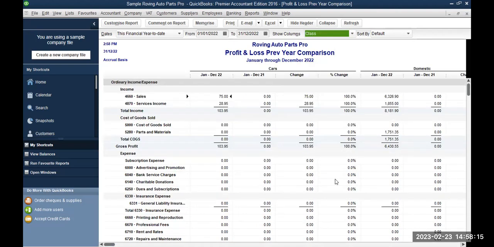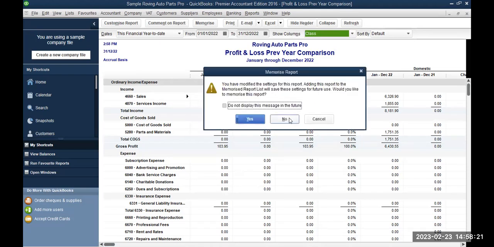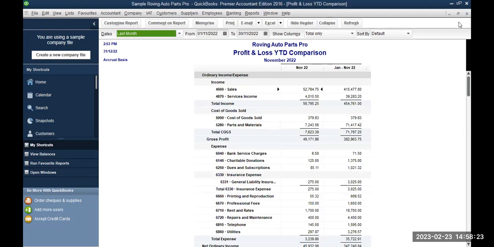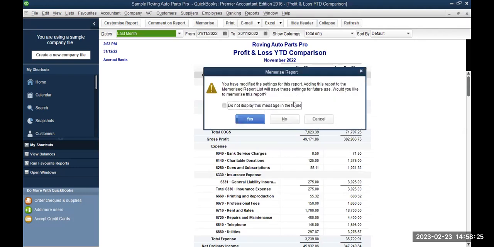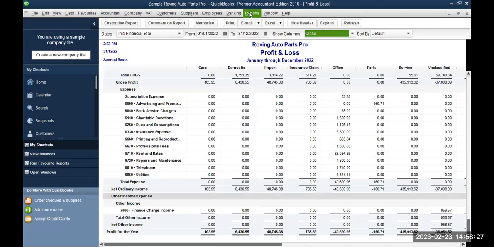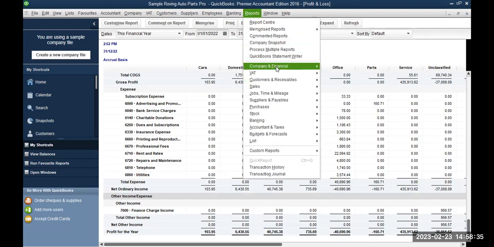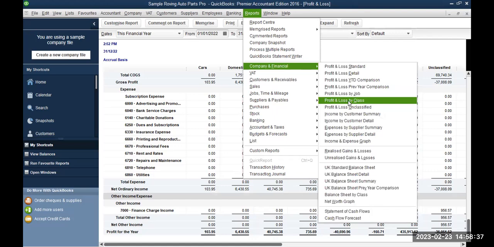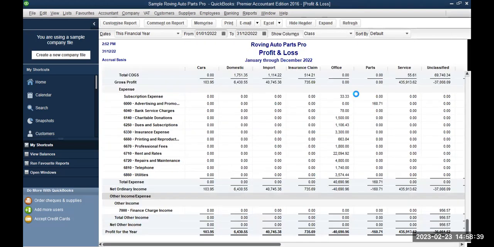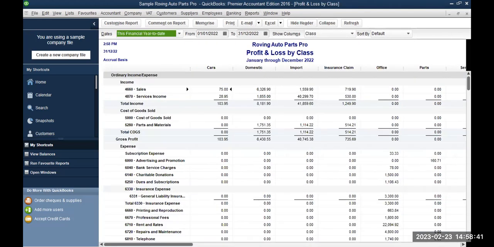So what you have to do. Okay, this is doing financial year to date. I don't want financial year to date. I want to show the summary. Let me just close this. I want to show you, yes, so this is the profit and loss by class. You go to reports under company and financial, go to profit and loss by class, okay? So this is a profit and loss by class for the period.